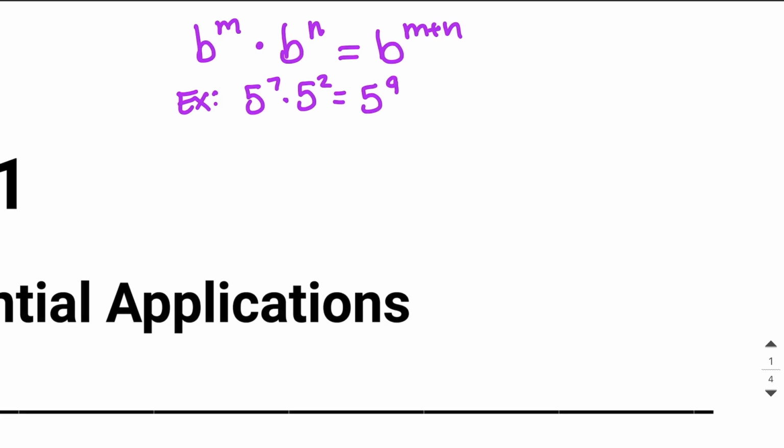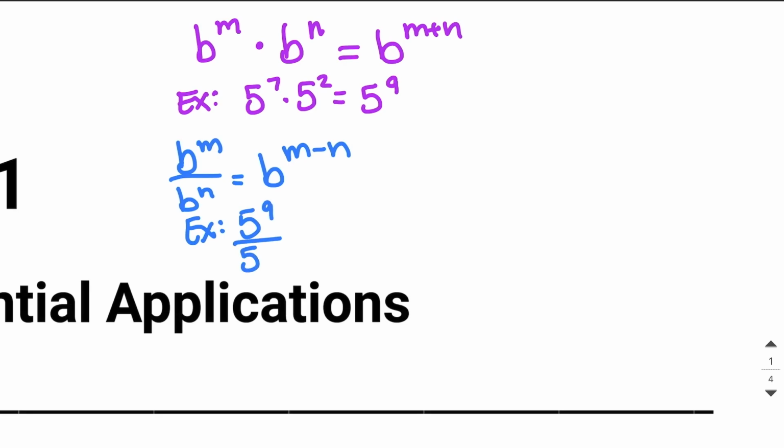Also, if I divide, so if I have b to the power of m divided by b to the power of n, just a reminder that that becomes b to the power of m minus n. When you divide, you should subtract your exponents. So for example, if I have 5 to the power of 9, divide that by 5 to the power of 2, 2 of those 5s will cancel out, and then I have 7 5s left over.